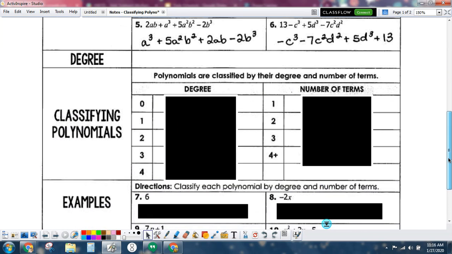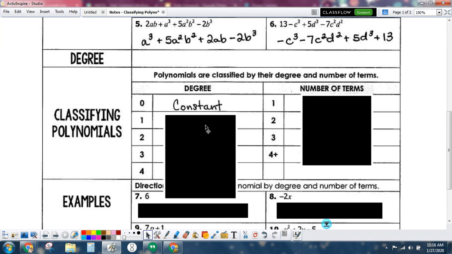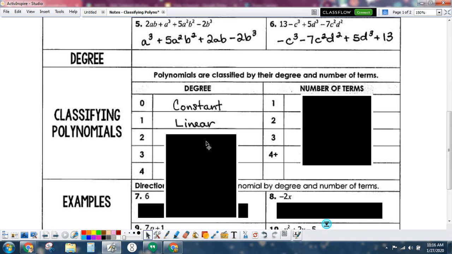Okay, so now there's different ways you can classify polynomials. You can either classify them by the degree or the number of terms. So for the degrees, this would be like x to the 0, which we all know is equal to 1. And that'd be like a constant. You would just have 1 point on a graph. If you had an exponent of 1, so it'd be like 5x, you would have a linear degree. So this is basically like the types of graphs you're going to see.